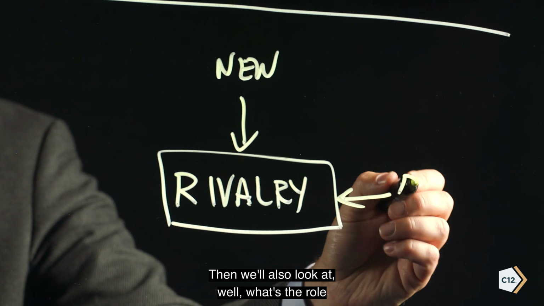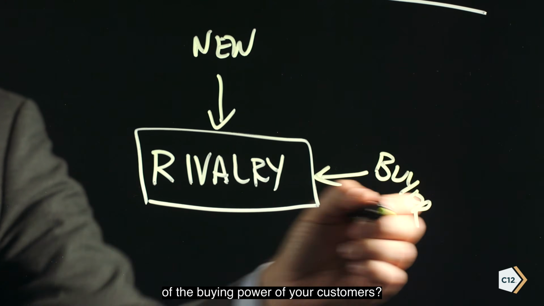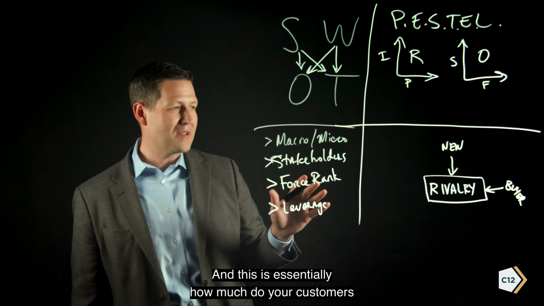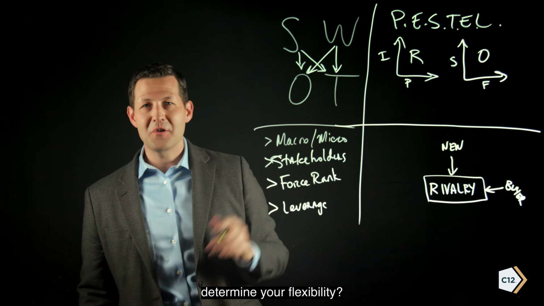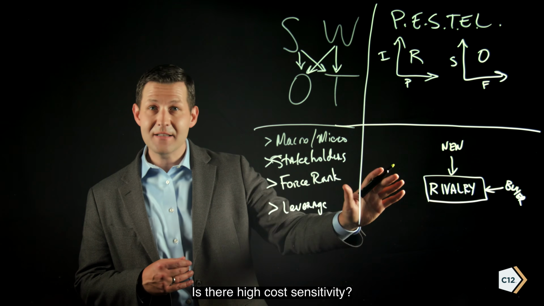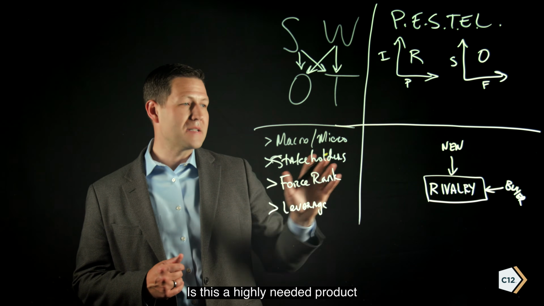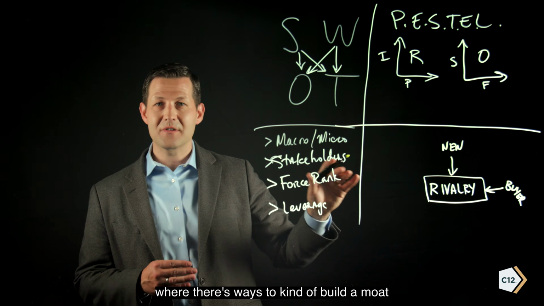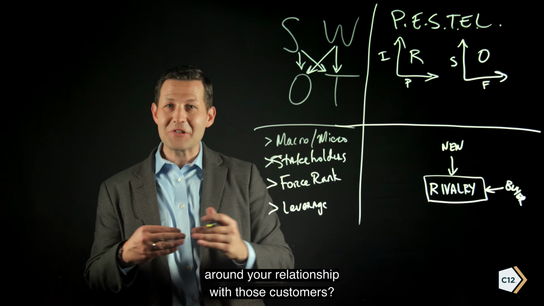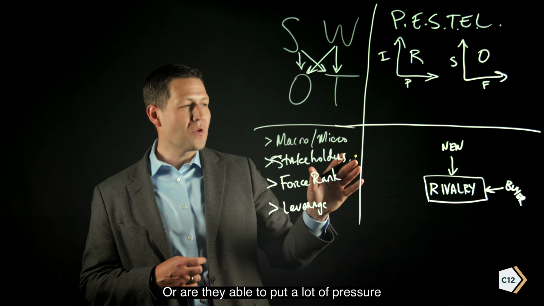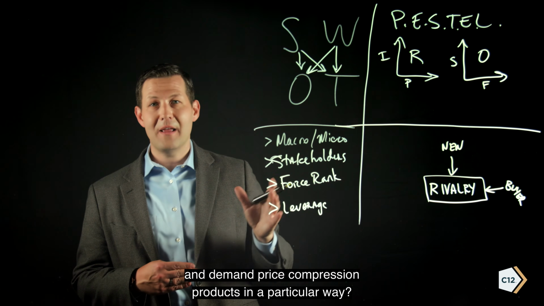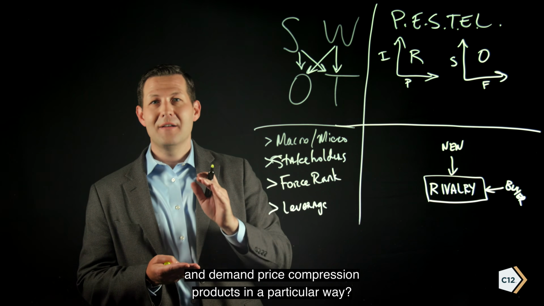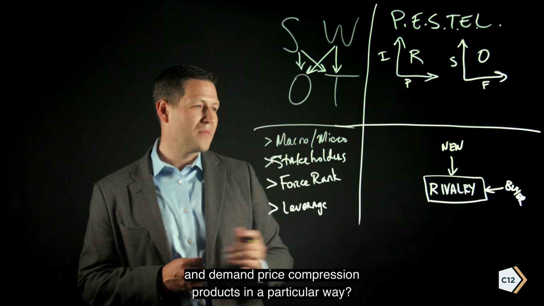Then you also will look at, well, what's the role of the buying power of your customers? And this is essentially, how much do your customers determine your flexibility? Is there high cost sensitivity? Is this a highly needed product where there's ways to build a moat around your relationship with those customers? Or are they able to put a lot of pressure and demand, price compression, products in a particular way?